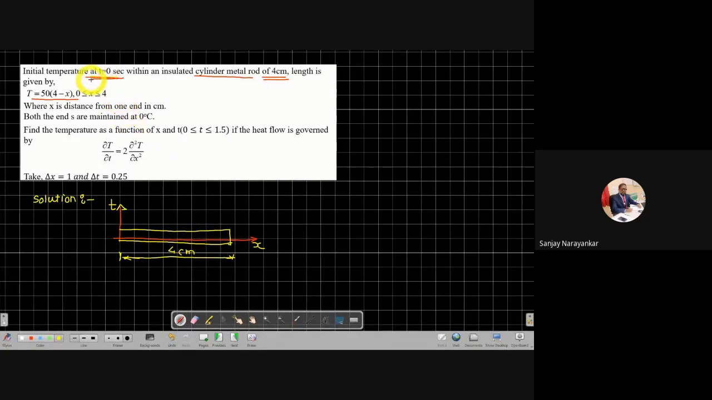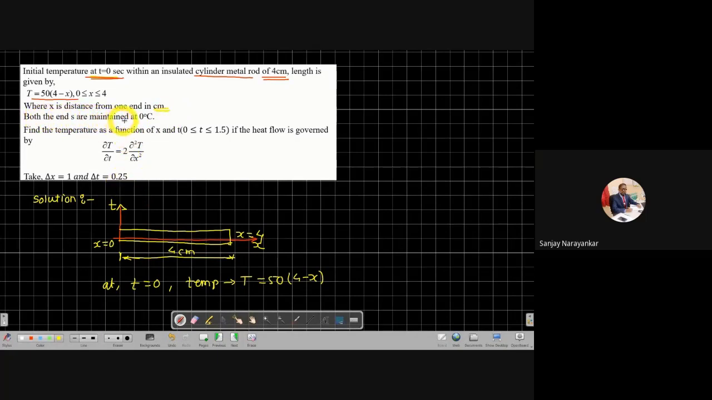When time is equal to 0, the temperature is governed by the equation T is equal to 15(4 minus x) for a length 0 to 4. So I can say that here x is equal to 0 and here x is equal to 4. Is that clear? Yes, sir. And distance is given in centimeters.